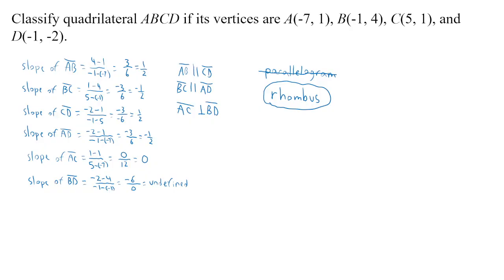So again, when we find the slopes, we're comparing the slopes of opposite sides, and we're comparing slopes of consecutive sides. And also, we ended up comparing the slopes of the diagonals. So let's do one more example.